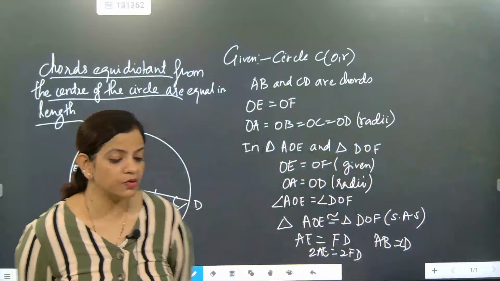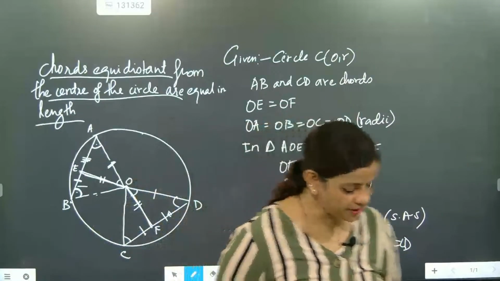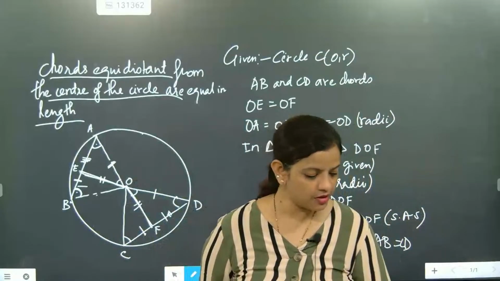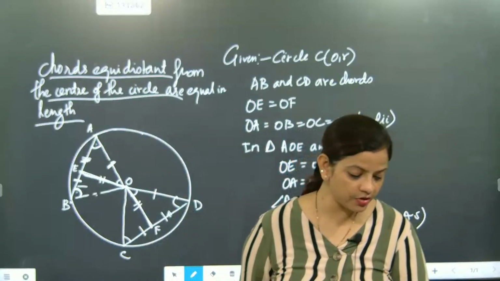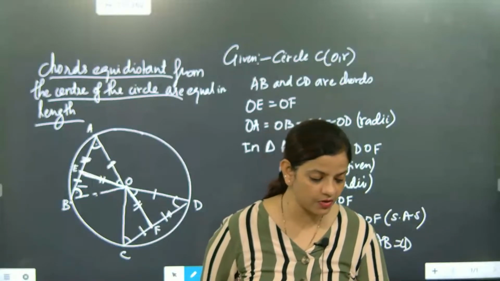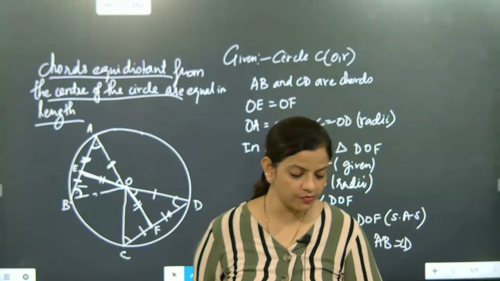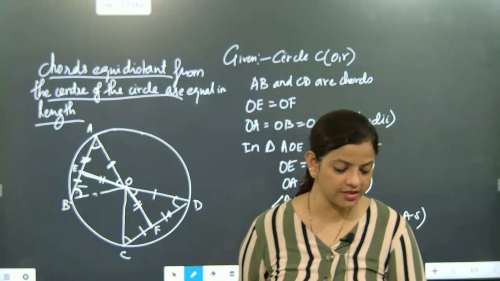So please note down the content very carefully. Study equal chord subtend, equal angle at the center. Understood? Equal chord subtend, equal angle at the center. That is one theorem. And the chords which are equidistant from the center will be equal. That is another important theorem. So these theorems are very, very important and you need to learn them very nicely.